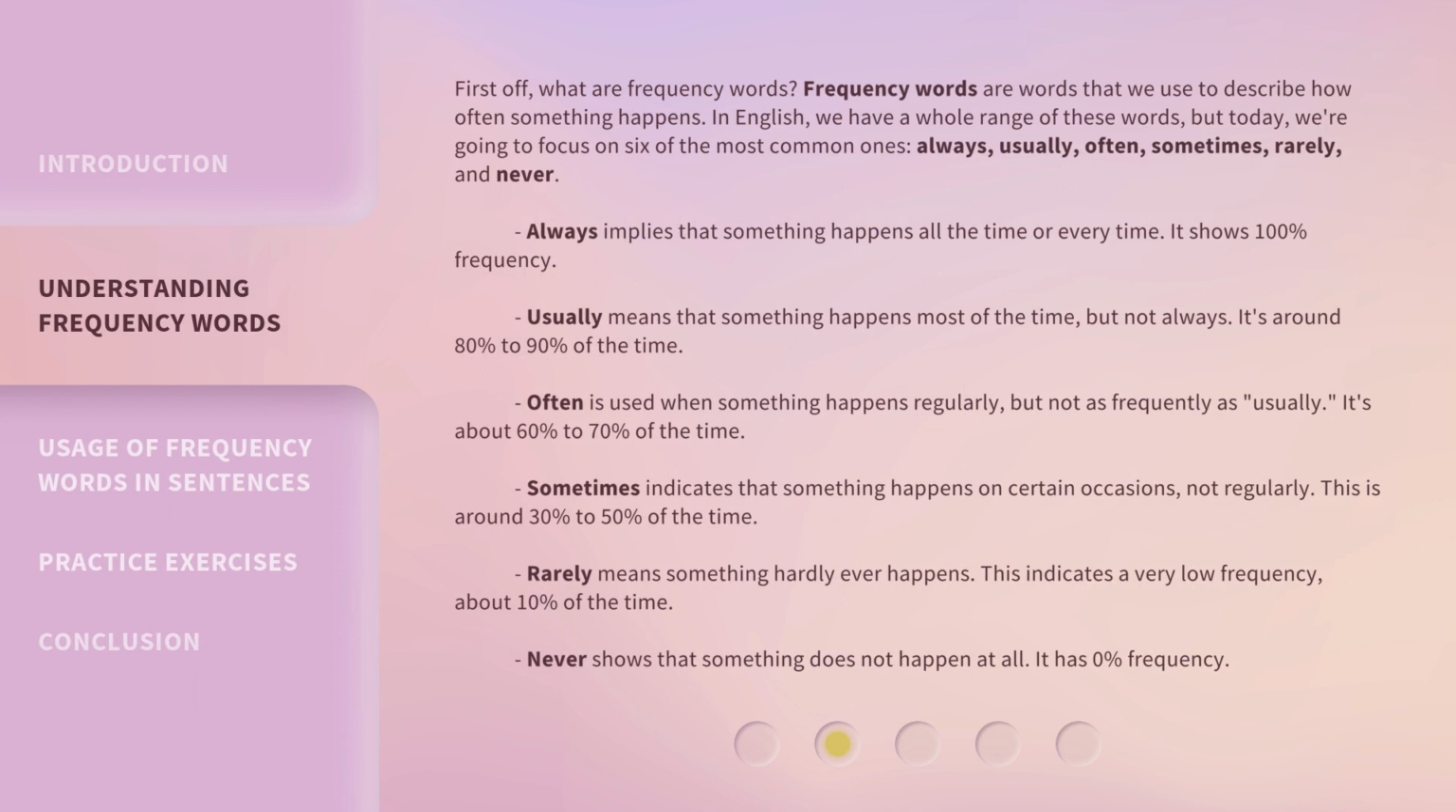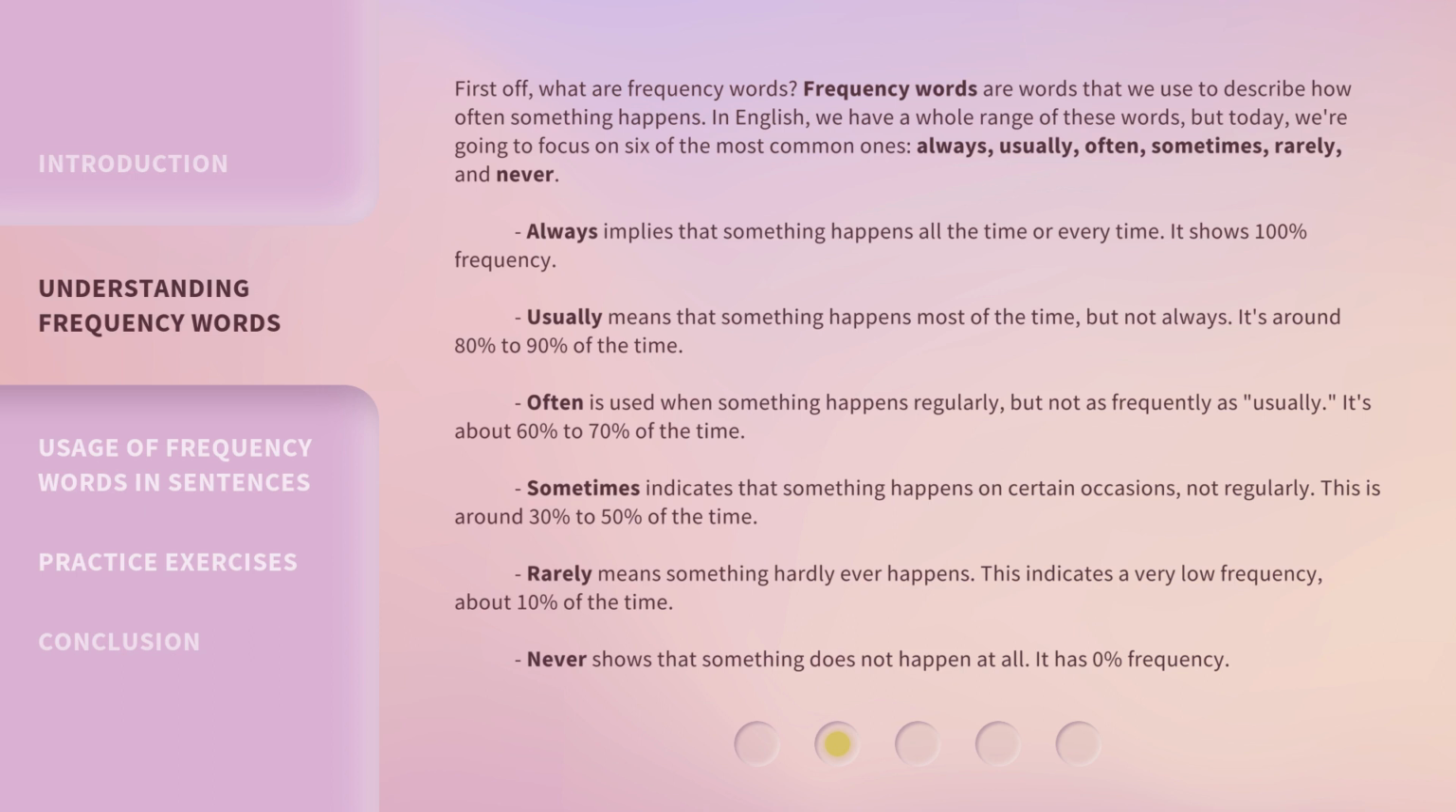First off, what are frequency words? Frequency words are words that we use to describe how often something happens. In English, we have a whole range of these words, but today, we're going to focus on 6 of the most common ones. Always, usually, often, sometimes, rarely, and never.